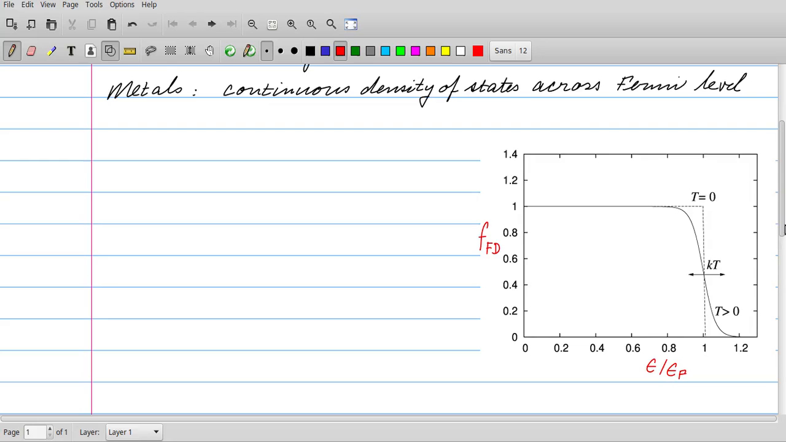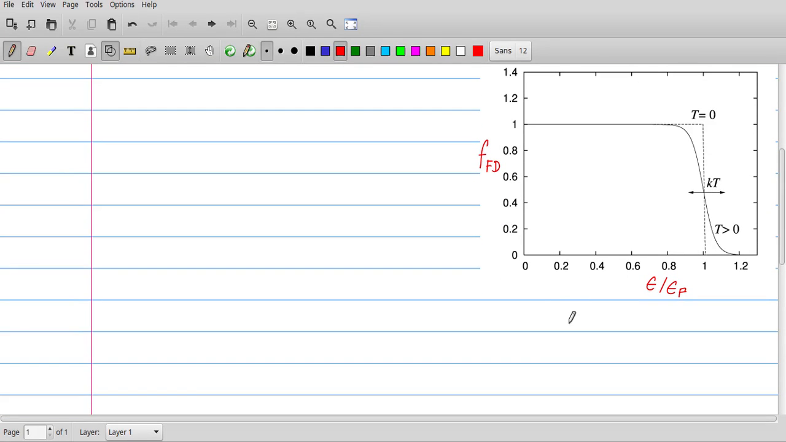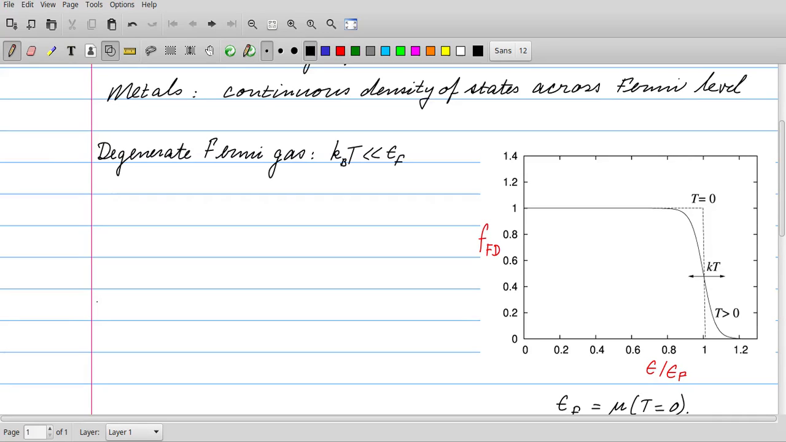Note that the Fermi energy is a kind of chemical potential. It's the chemical potential at temperature T is 0. So E_F is the mu at T is 0. In metals, usually the temperature is much smaller than the Fermi energy. k_BT is much smaller than E_F, which means that the distance over which the Fermi function drops to 0 is much smaller than the Fermi energy itself.